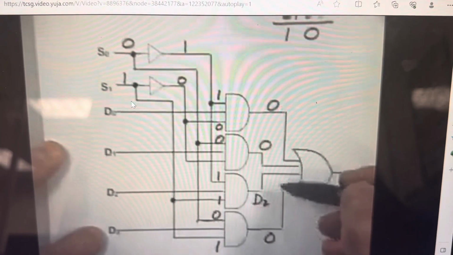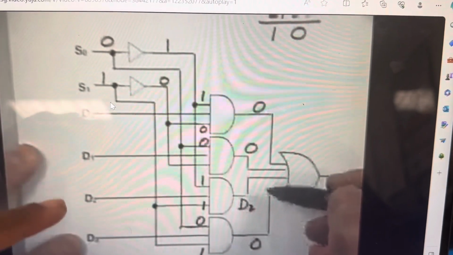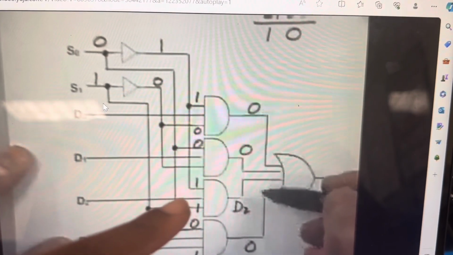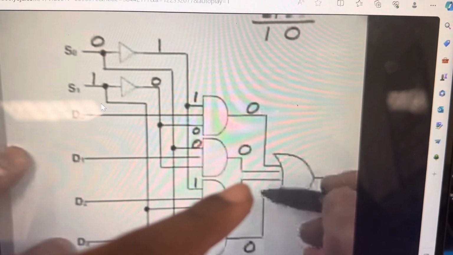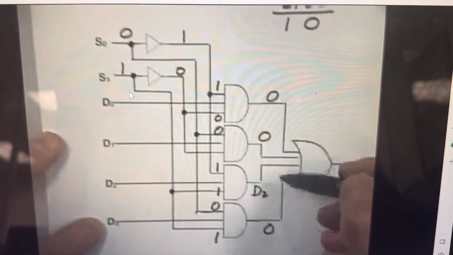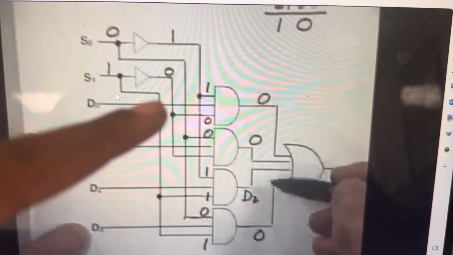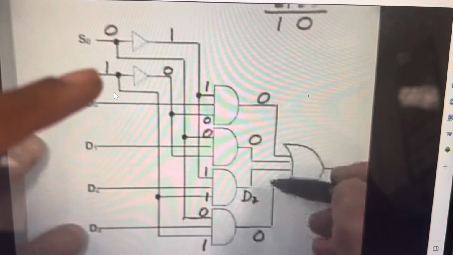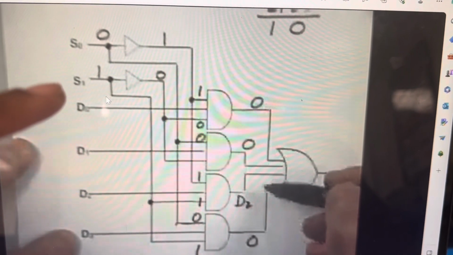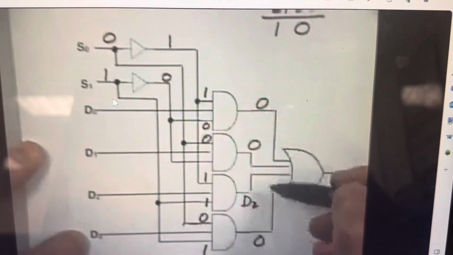Because of the input being 2, all other inputs are closed except for D2, which will go through the AND, go through the OR, and be displayed as 2. Because of that selection, all other options are closed off. They all share the same wires, but because of the input being 2, all the other connections with all the other options and inputs are closed off, leaving only D2 to be read as the output.